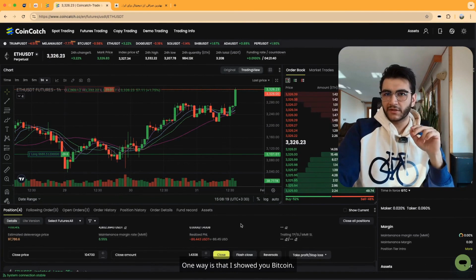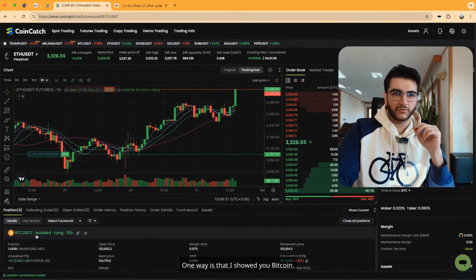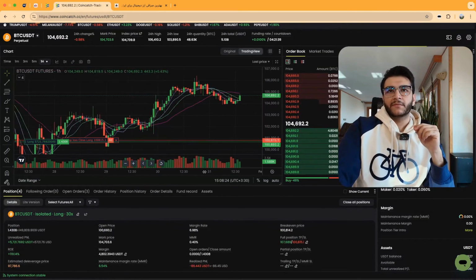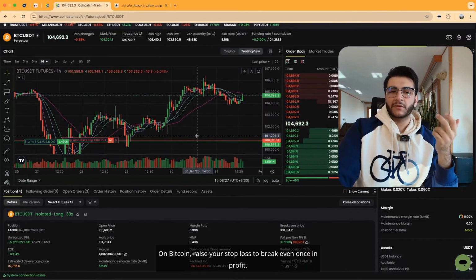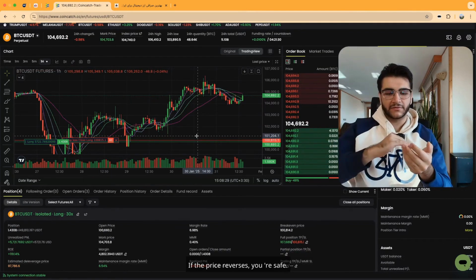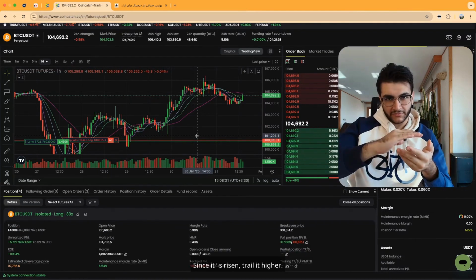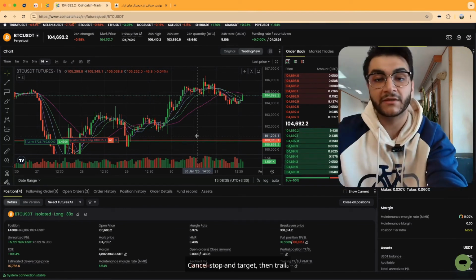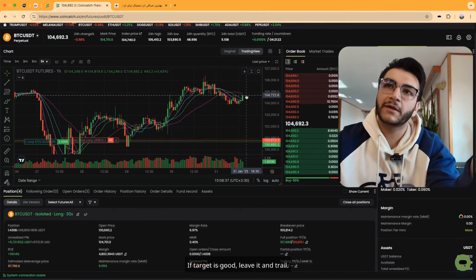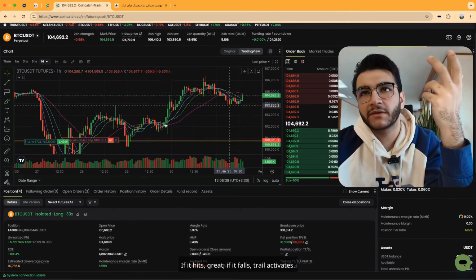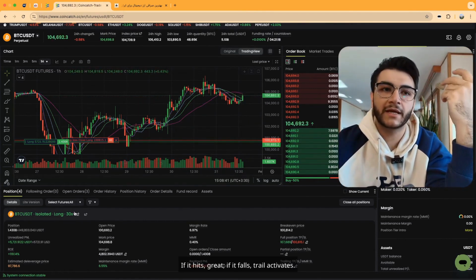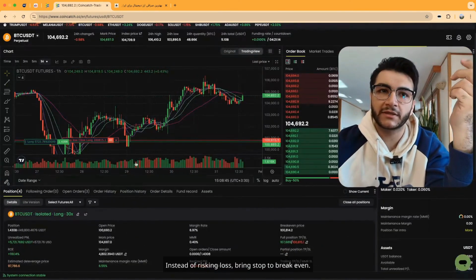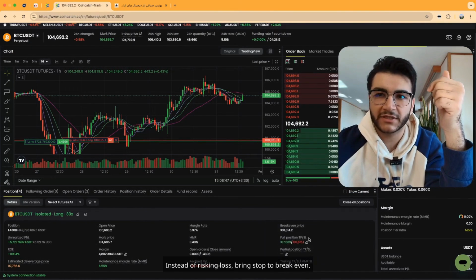So there are 2 ways. One way is what I showed you on Bitcoin. Click here. On Bitcoin, raise your stop loss to break even once in profit. If the price reverses, you're safe. Since it's risen, trail it higher. In orders, cancel take profit, cancel stop and target, then trail, or remove stop, keep target. If target is good, leave it and trail. If it hits, great. If it falls, trail activates. Bring stop to break even.